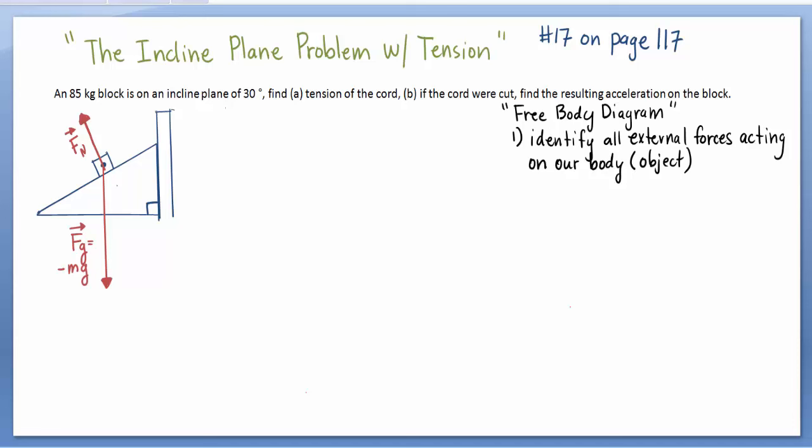Now, in the problem, the object is attached to this building or brick by some rope. So anytime we have a rope or cable, we call it force tension.